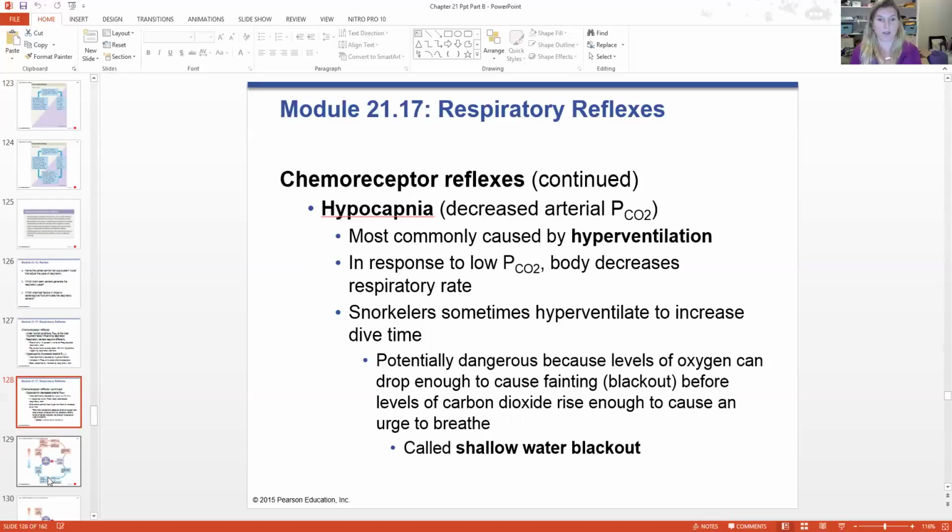And they take a deep breath. It's potentially dangerous because the levels of oxygen can drop, causing you to black out or even faint, which is called a shallow water blackout.